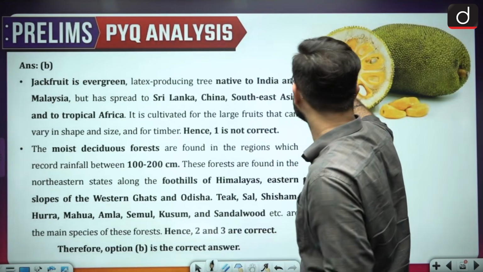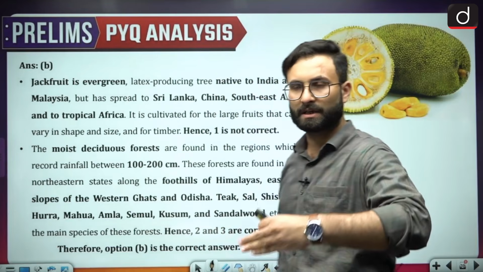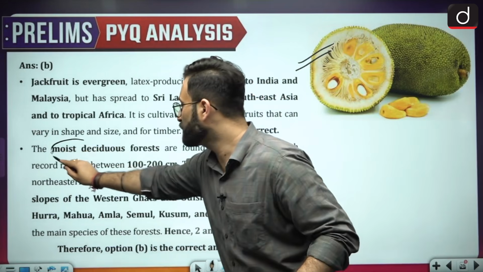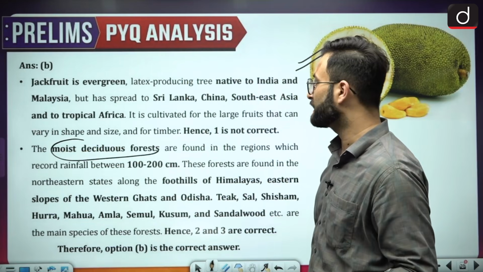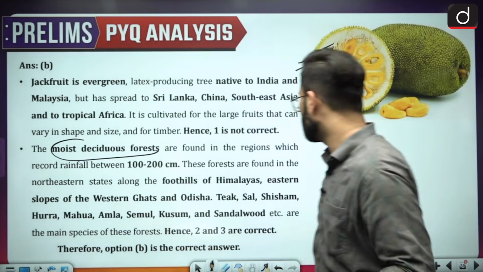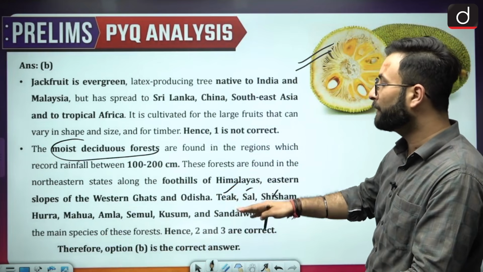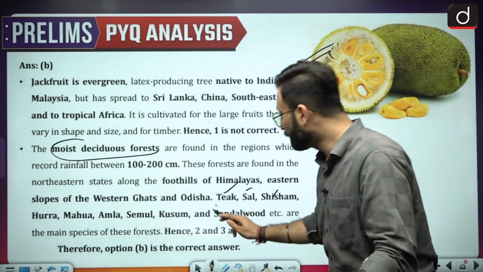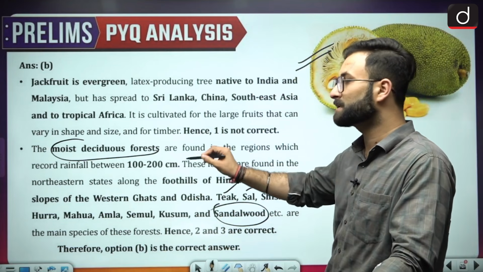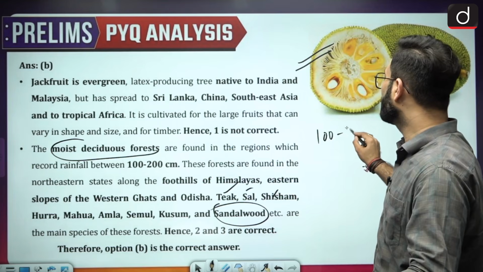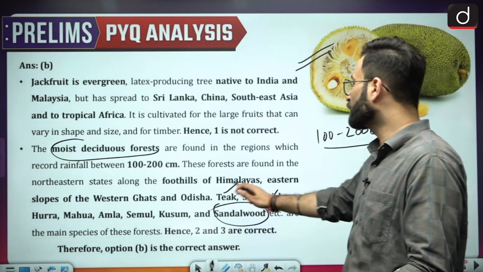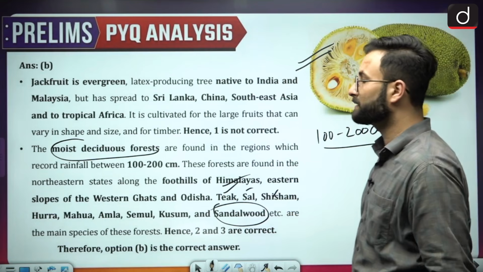Here you can say that jackfruit is an evergreen crop. Generally, it is found in the areas of Sri Lanka, China, Southeast Asia, etc., and tropical Africa as well. Coming to the next one, moist deciduous forest, or deciduous trees, which have been asked in the questions. Examples are teak, sal, shisham, hurra, mahua, amla, semul, kusum, sandalwood. Sandalwood is a deciduous variety, so you should remember the name. For moist deciduous forests, the rainfall requirement would be around 100 to 200 centimeters. In India, they are generally found in the foothills of the Himalayas, the eastern slopes of the Western Ghats and Odisha.